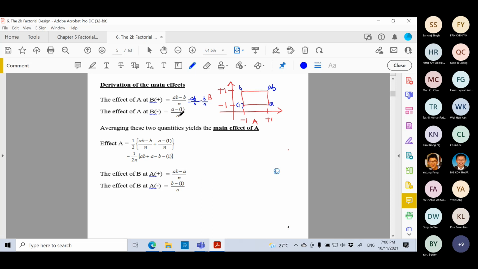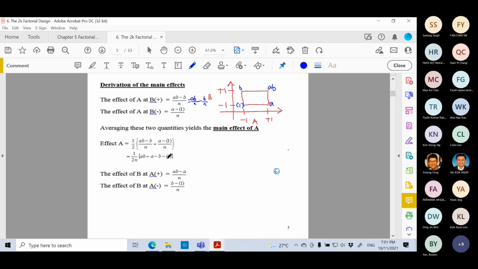Okay, divided by n, again the same thing. So this one, we know the effect of A at B positive, the effect of A at B negative. After that, we want to average these quantities to yield the main effect of A. So you take the average value of these two quantities, then you get A here plus the other one, and you take 1 over 2 here, then you get the following formula out.